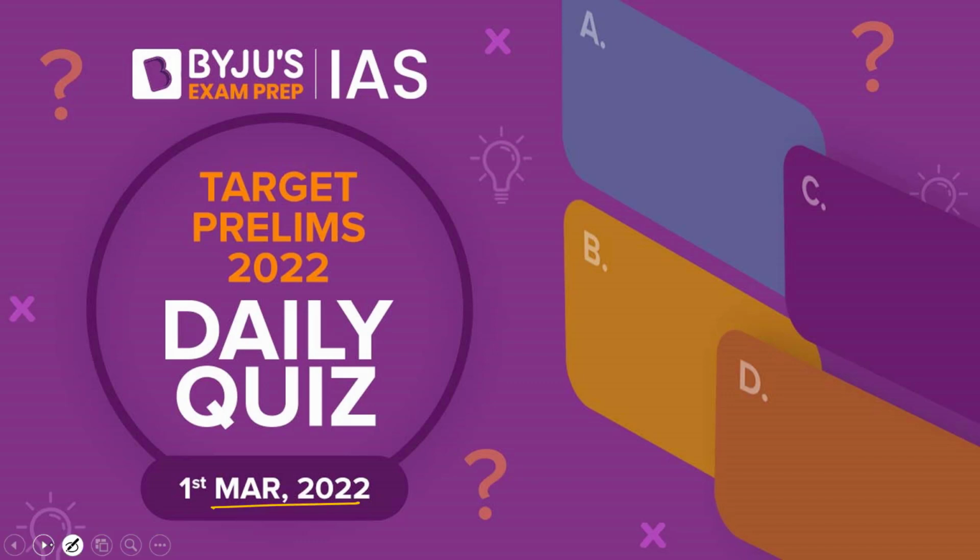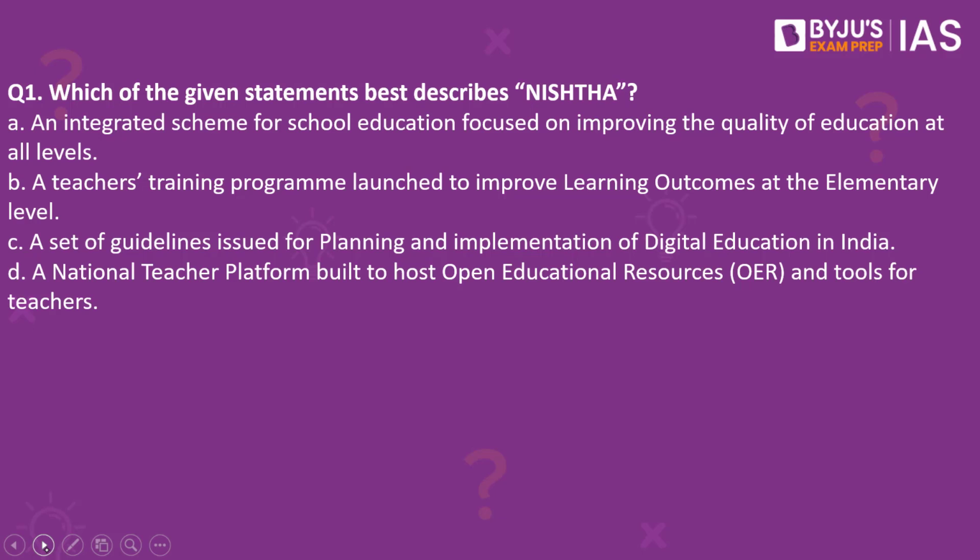Let us begin and have a look at the first question for today. Which of the given statements best describes NISHTHA? Option A, an integrated scheme for school education focused on improving the quality of education at all levels.